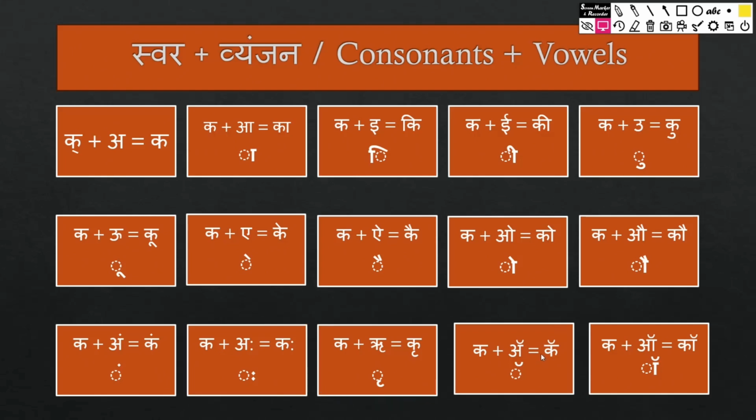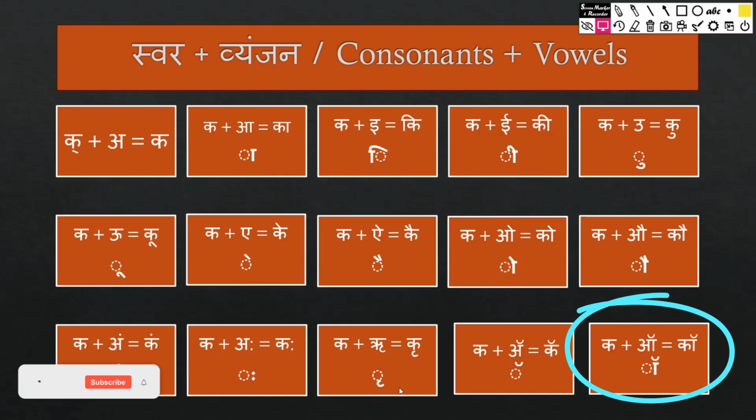And the last two are the curve signs. The first becomes ka with a curve on the top, and the second becomes ka with the curve on the top plus kana. You can see the symbols there. Okay, let's move to the next slide.